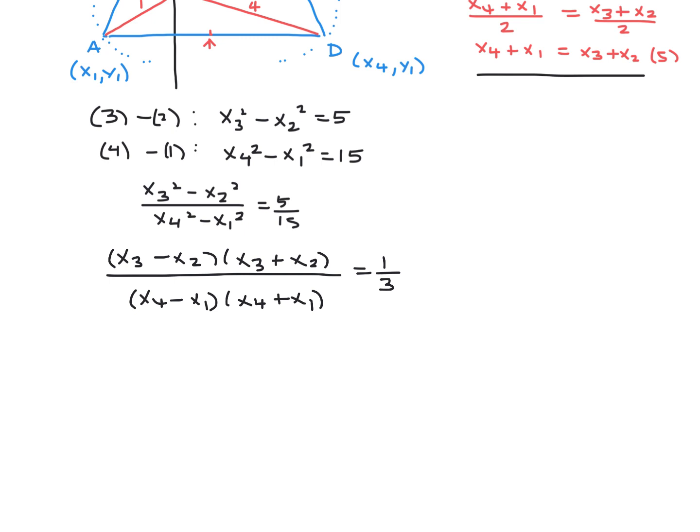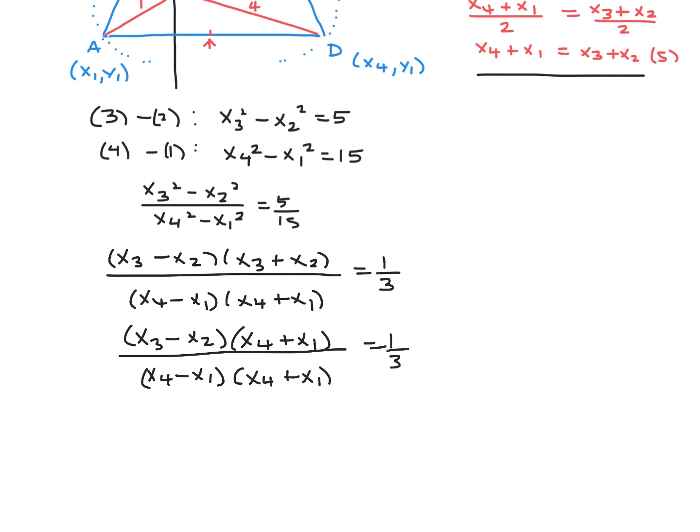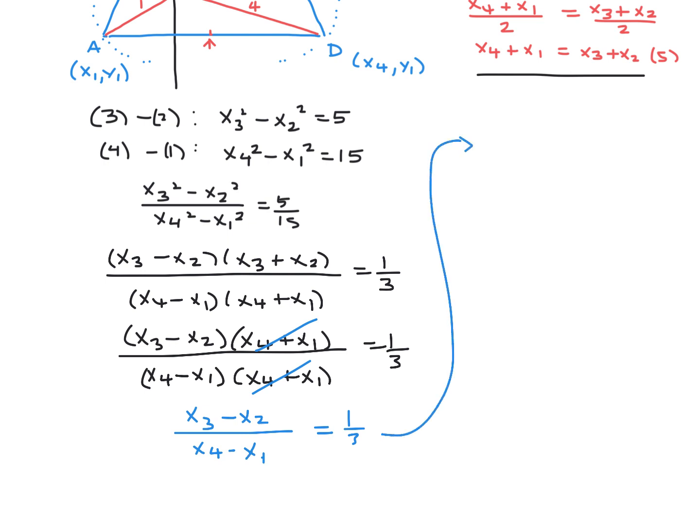So this part stays the same, but this x3 plus x2, I can put x4 plus x1. And that will help us because it'll allow us to cancel stuff out like this. So the good news is now that this cancels with this, and all you're left with is x3 minus x2 over x4 minus x1. And that is 1/3. Now, x3 minus x2, I'll write it up here. x3 minus x2 over x4 minus x1 is equal to 1 over 3.